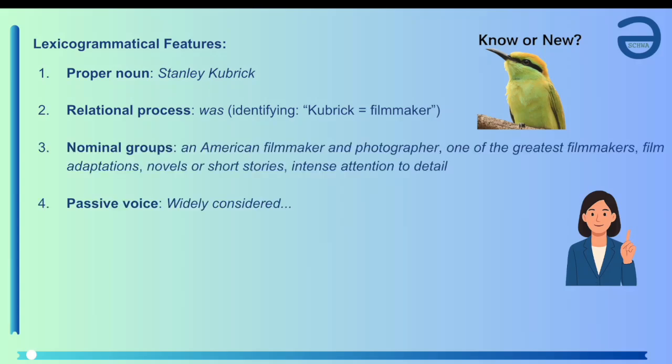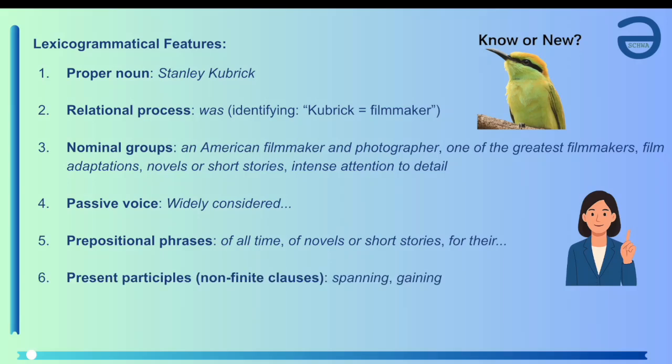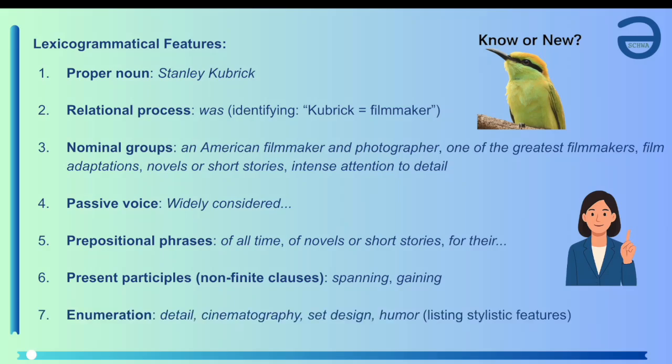Nominal groups, passive voice, prepositional phrases, these are things that you might have heard about. Present participles, enumeration, again a fancy word for saying lists. So we can have lists that end in etc., or lists that have bullet points, comma separated values, and so on.